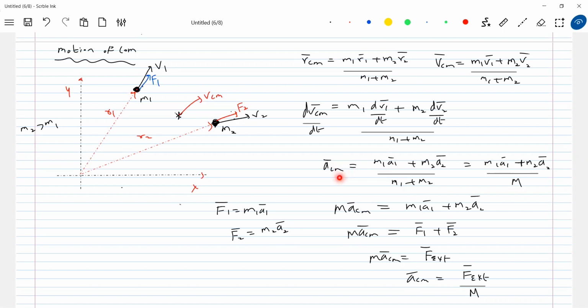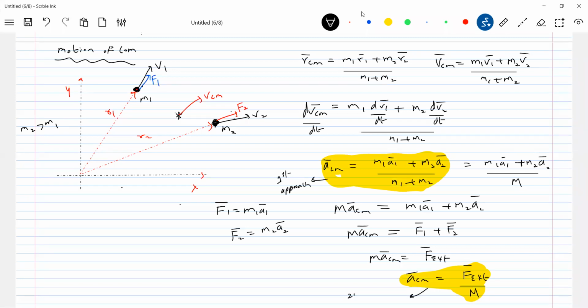This is one approach. What is the other approach? Directly go for the net external force acting on the system, and I know the mass, so I'll get the acceleration of center of mass. I think this word, approach, is very important. Two approaches are there to calculate the acceleration of center of mass. This is the first approach, and this is the second approach.